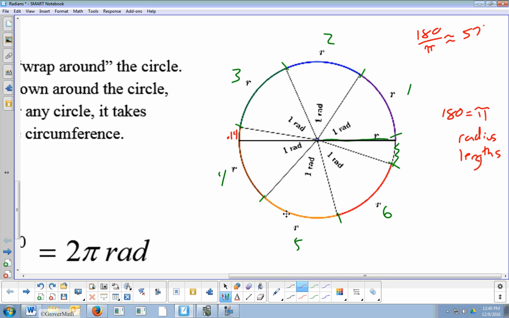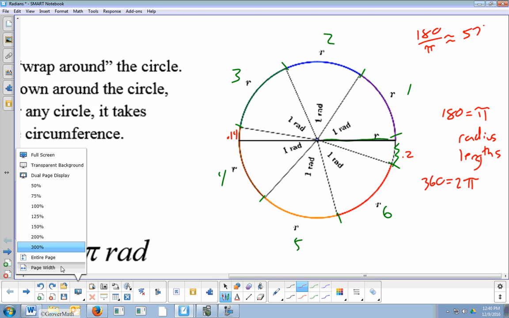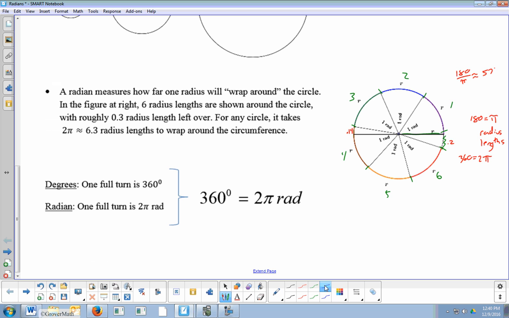And then the full circle is a little more than 6. It's about 6.2, and that comes out to be exactly 2 pi. It makes sense: if 180 is exactly pi, then the other half is going to be another pi, for a total of 2 pi. So this is a really important concept right here, that 180 degrees of arc is about 3.14 radius lengths. It is pi radius lengths, and the whole circle is 2 pi radius lengths.